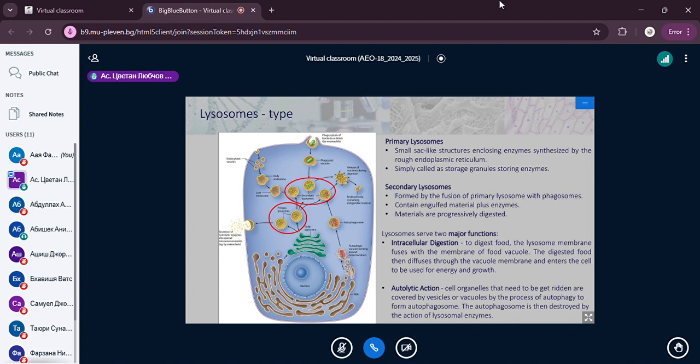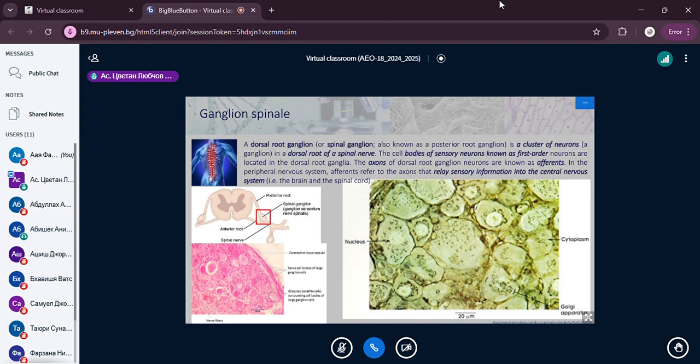Now let's talk a little bit about the Golgi. Where are we going to see the Golgi? We're going to look at a special structure which is called ganglion spinale. Here is the ganglion spinale, as you're going to see. What's typical for it, guys, is that it is very close to the spinal cord, the one we already observed today. In this ganglion spinale are located the bodies of the sensory neurons.